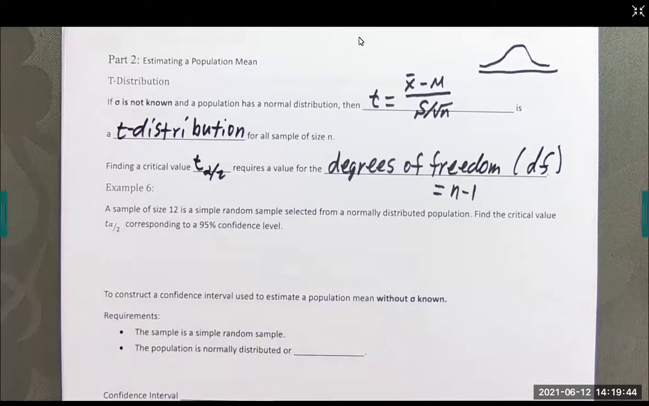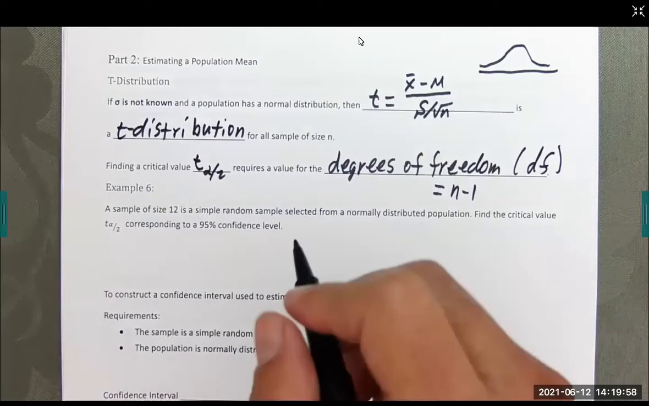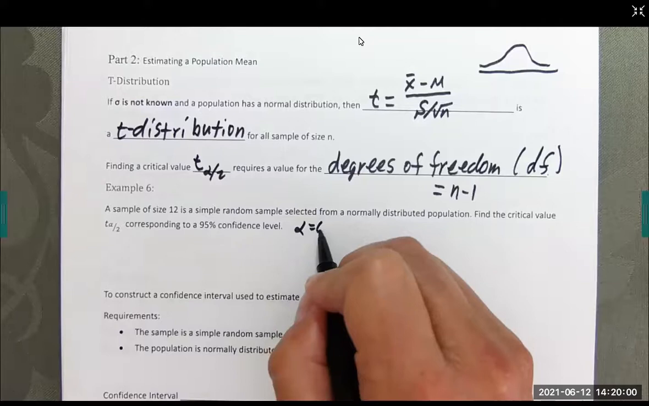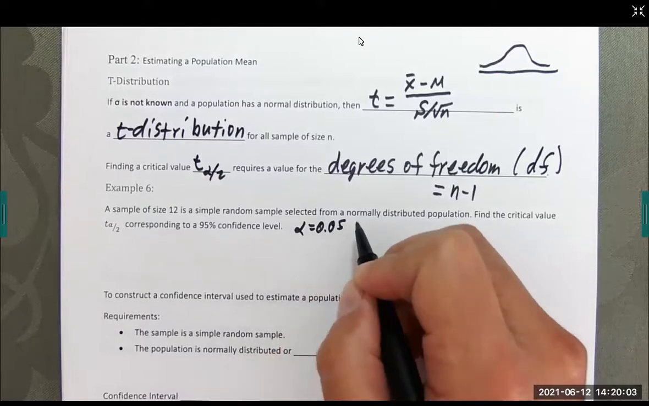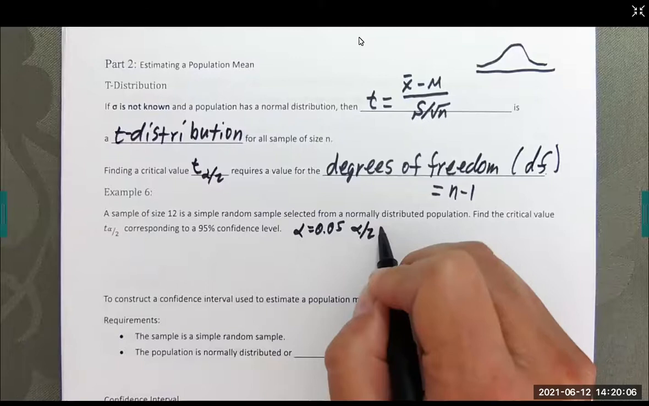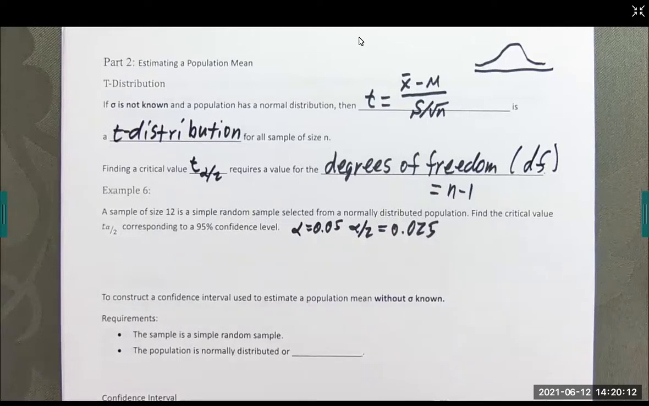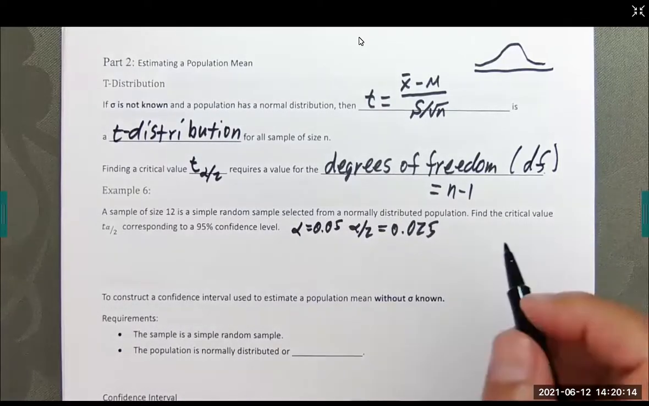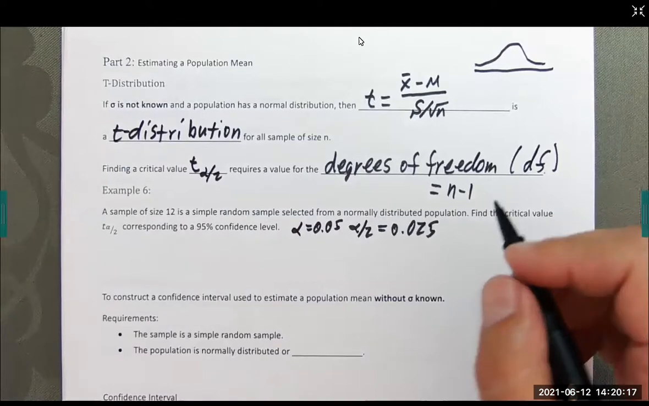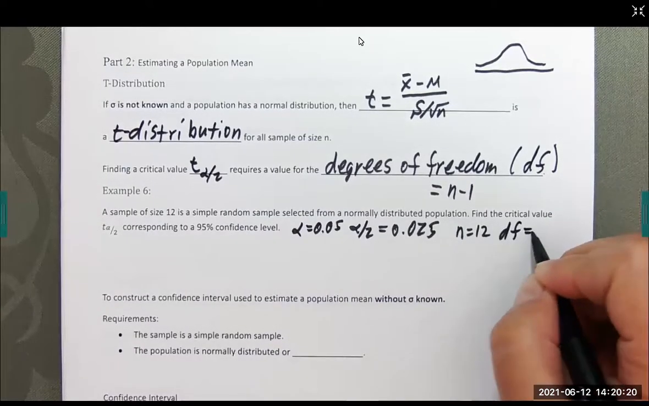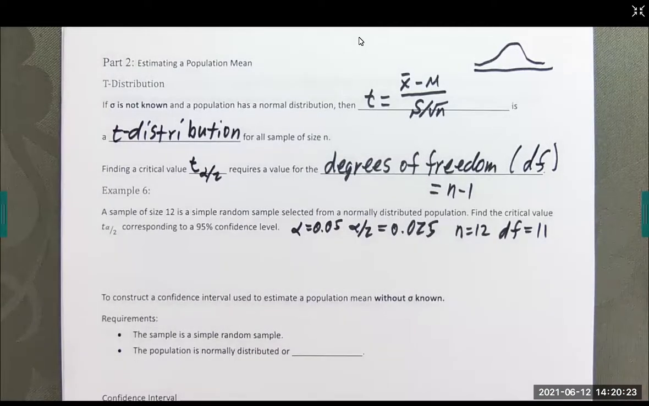Example 6, a sample size of 12 is a simple random sample selected from a normally distributed population. Find the critical value t sub alpha over 2 corresponding to a 95% confidence level. So in this case, our alpha is 0.05, which means alpha over 2 is 0.025. Now to find t sub alpha over 2, we need to recognize that n in this case is 12, which means our degrees of freedom is 1 less than that, 11. And I'm going to show you how to do this on a calculator.